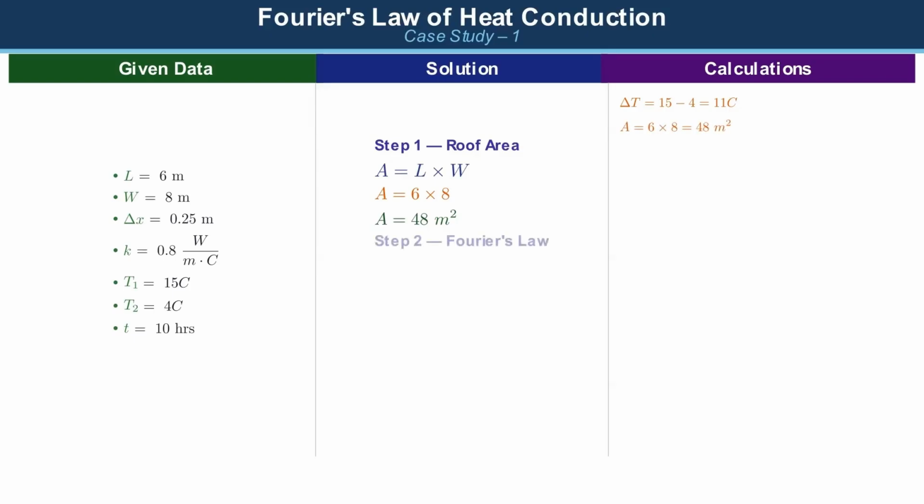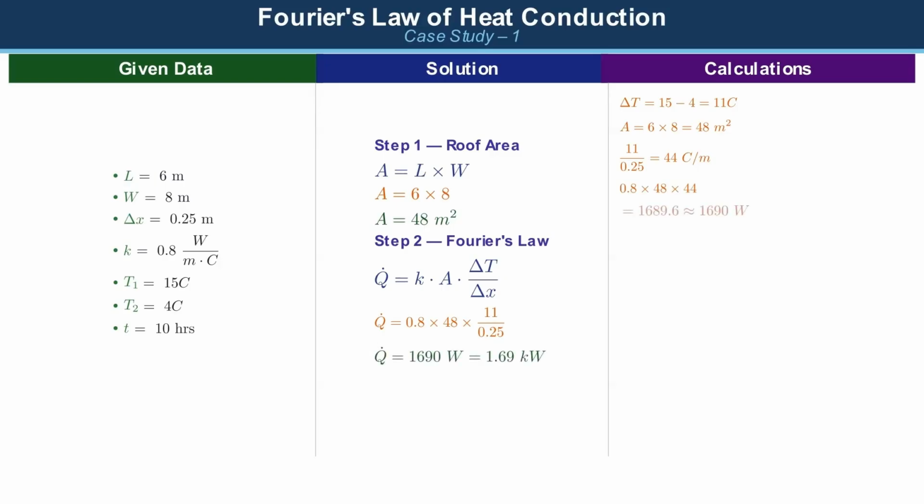Step 2. We now apply Fourier's law of heat conduction. Fourier's law states that the rate of heat transfer, Q dot, equals the thermal conductivity K multiplied by the area A multiplied by the temperature gradient, that is, delta T divided by delta X. Substituting our known values, K equals 0.8, A equals 48, delta T equals 11, and delta X equals 0.25.